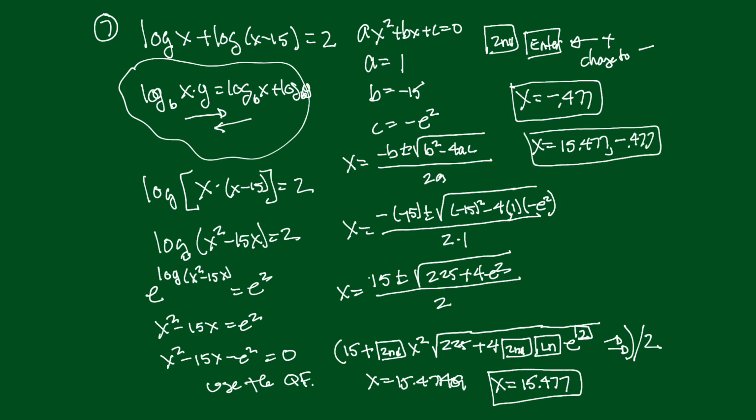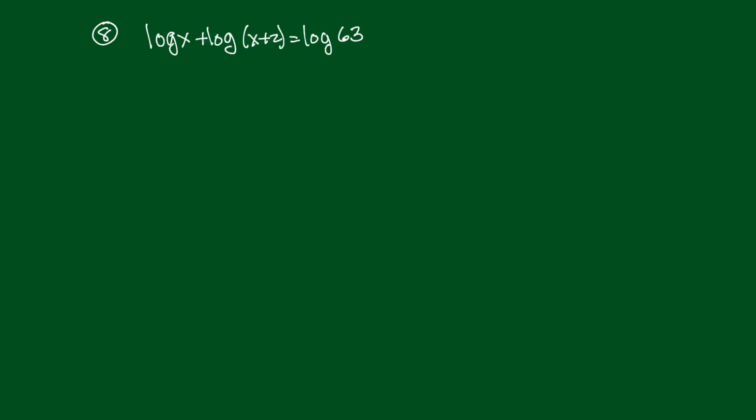One more. Let's do number 8. Now I notice that I've got the sum of two logarithms, I can compact this into a product of the first and the second. So I'm going to simplify that left side by writing the log of, I'm going to use a bracket here, x times the quantity x plus 2, close. That's going to be the log of 63.